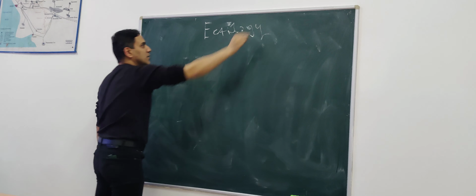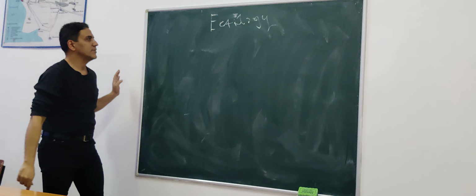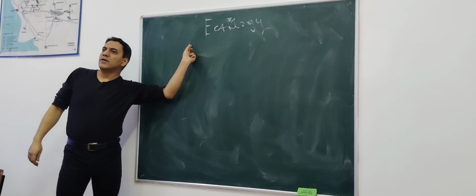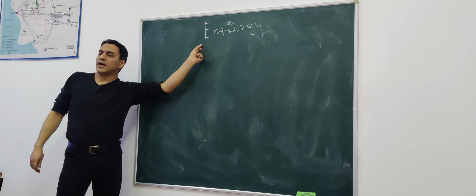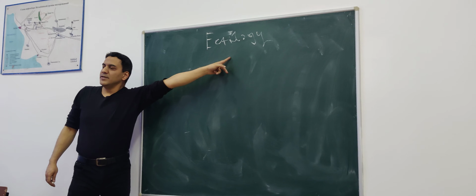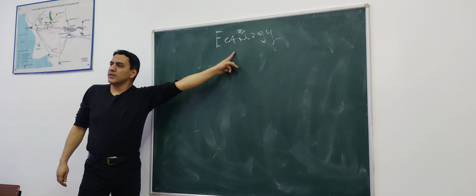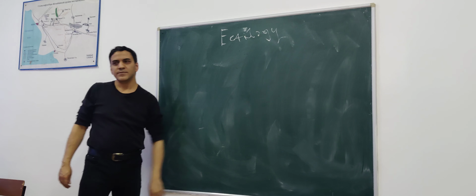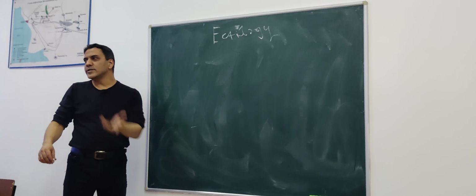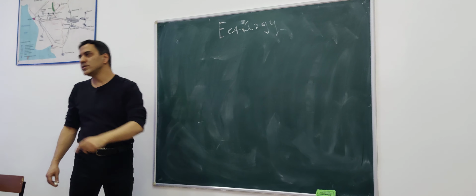Etiology and pathogenesis. What is etiology? From the word, etio means cause, logy means studying. So etiology means the studying of the causes of disease. But not only causes, we are studying causes and conditions of disease.